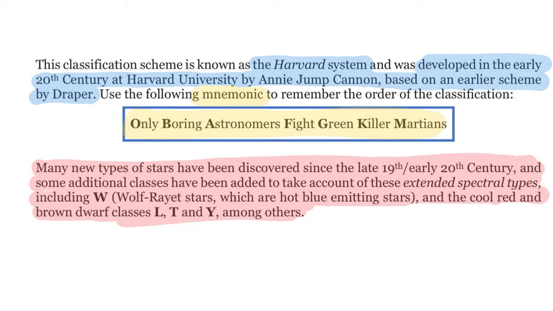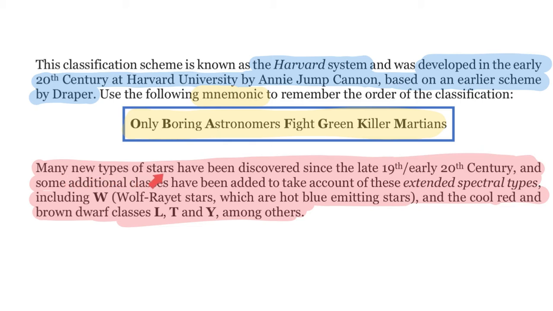Now, this classification system is known as the Harvard system, as it was developed in the early 20th century at Harvard University by Annie Jump Cannon, and was based on an earlier system or scheme that was developed by Draper. We can use the following mnemonic to remember the order of classification. Only boring astronomers fight green killer Martians. O, B, A, F, G, K, M. Only boring astronomers fight green killer Martians.